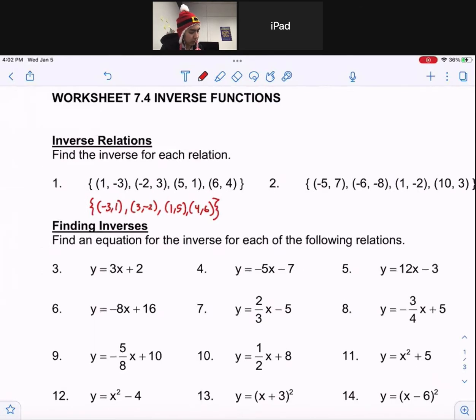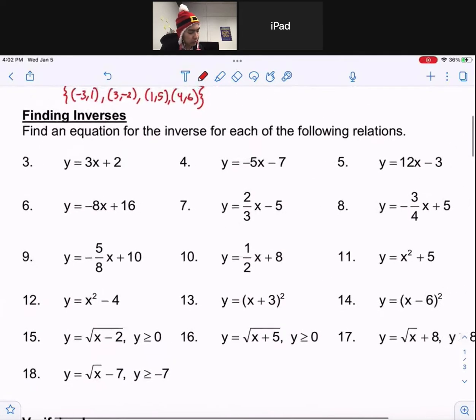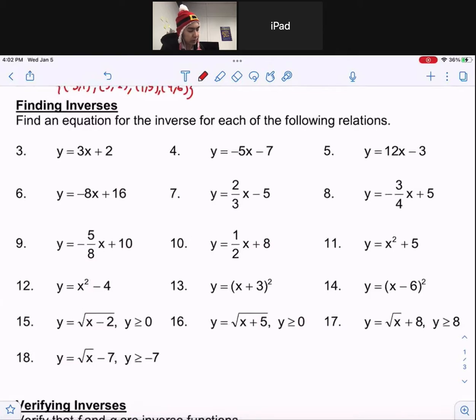Now, let's take a look at some of these problems. I'll probably just do half of them for you, or one of each type, just so that you can see. With these ones, you pretty much just find the inverse function for each equation.